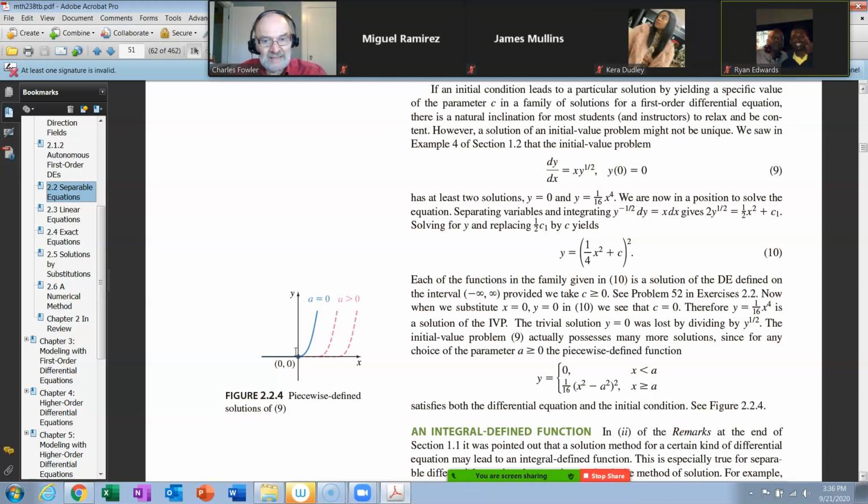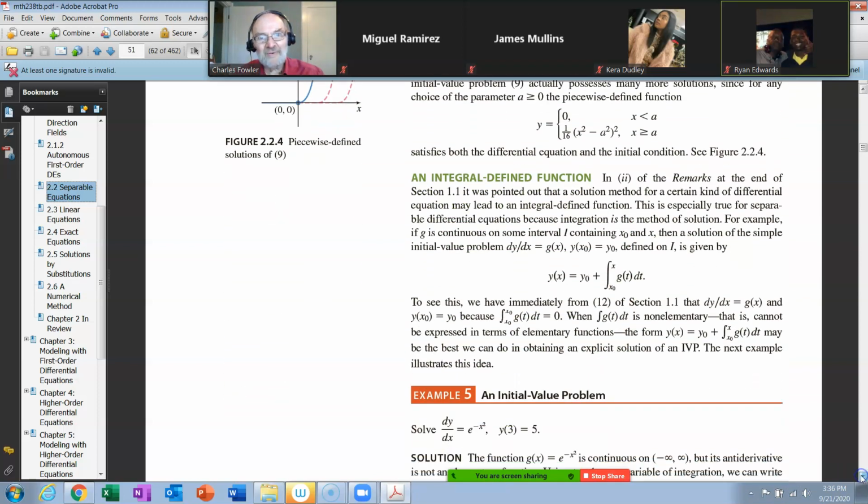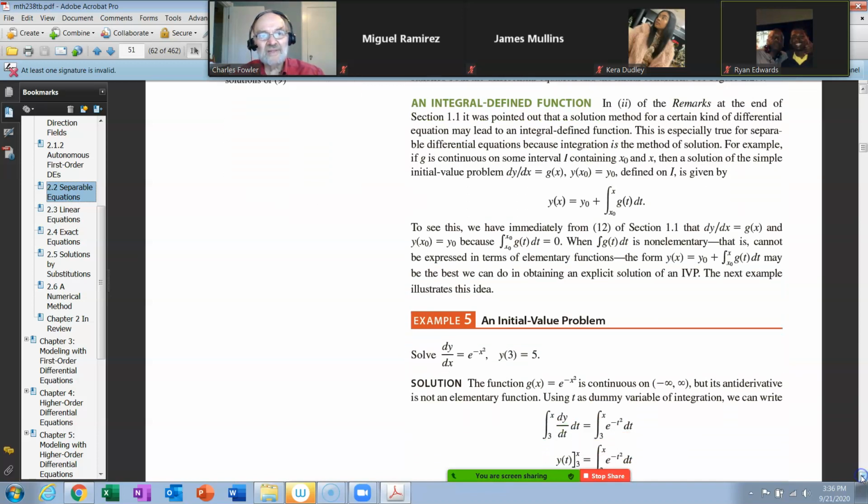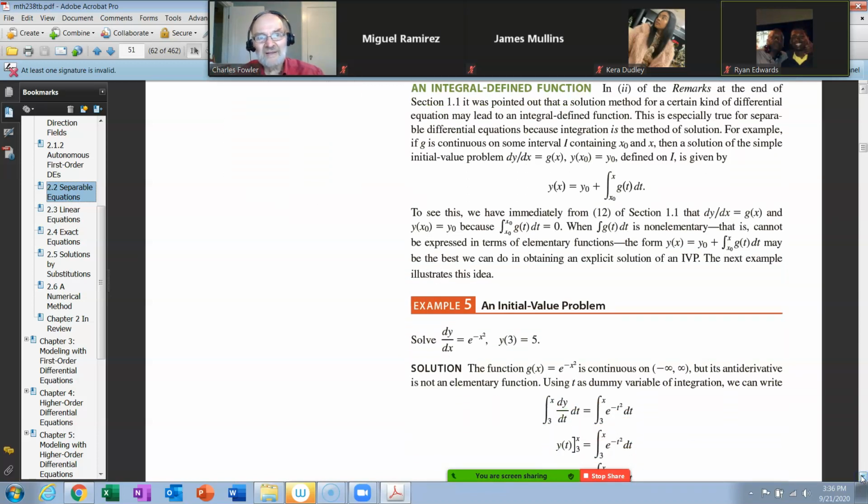Okay. Now, the next thing they're going to talk about here is really, well, not difficult, it's hard to deal with, let me put it that way. Integral defined functions. And we talked about these, I think they said back in section 1.1. It's pointed out that a solution method for certain kinds of differential equation may lead to an integral you cannot solve. You cannot integrate. That is especially true for separable differential equations, because integration is the method of solution.